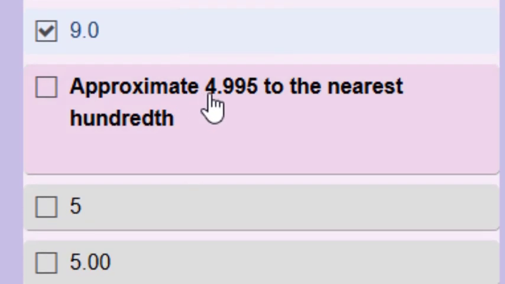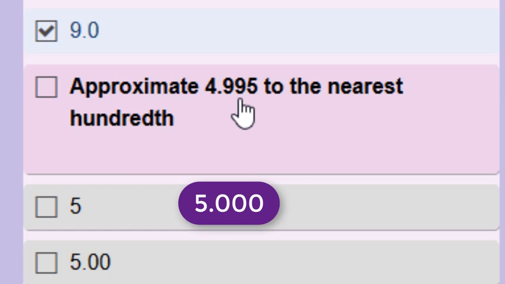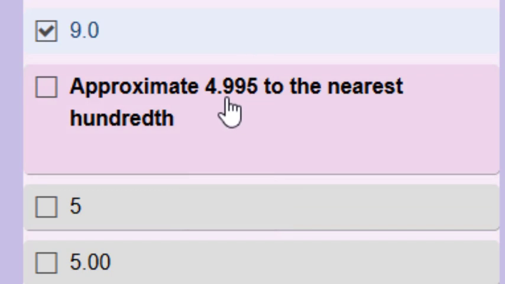To approximate 4.995 to the nearest 100, 5 will be rounded up because the 100th digit is this 9, and that makes this become 5.000. Now we should go off with just the last 0 because we need enough zeros to fill up to the 100th place, and so we got 5.00.